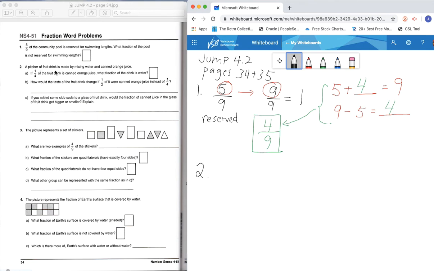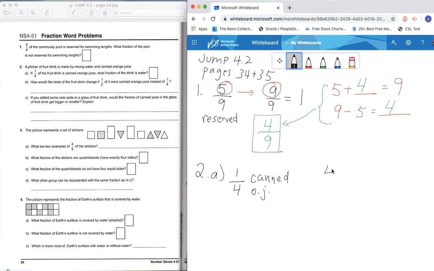A pitcher of fruit drink is made by mixing water and canned orange juice. A. If a quarter of the fruit drink is canned orange juice, what fraction of the drink is water? Okay, so again, we know that a quarter is canned orange juice. All right, so I'm going to write OJ. So that means you're going to do exactly what you did for number 1 to find 2A.